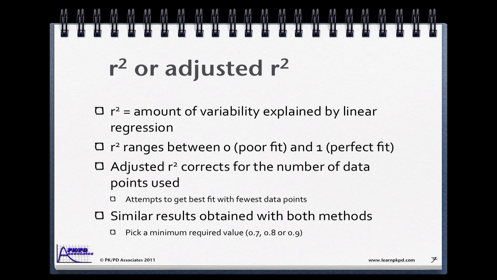The adjusted R-squared is a method for correcting for the number of points used. It attempts to get the best fit line with the fewest number of data points. Thus, each additional data point results in a penalty in the adjusted R-squared calculation. Theoretically, some may argue that adjusted R-squared is better. In practice, very similar results are obtained with both R-squared and adjusted R-squared. Thus, the method you use is up to your own discretion. The key is to pick a minimum acceptable value for the fits. Common values are 0.7, 0.8, or 0.9. The minimum value provides a lower limit, below which you will need to report that the KEL could not be obtained.